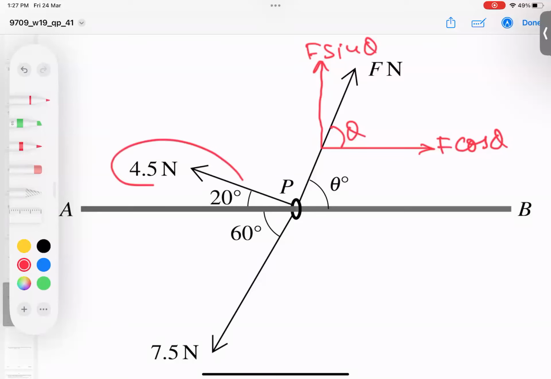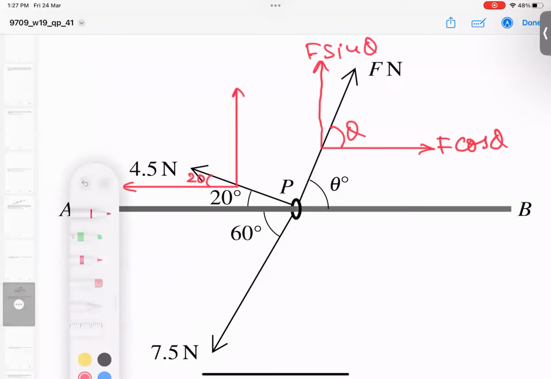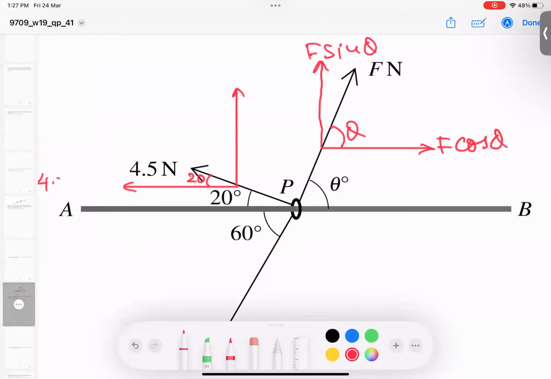In the same way, what about this force 4.5 with angle 20? You know it very well that there is one force parallel to the x-axis and one force parallel to the y-axis. This angle is 20 here. If this is 20, so this becomes 4.5 cos 20, and this becomes 4.5 sine 20.